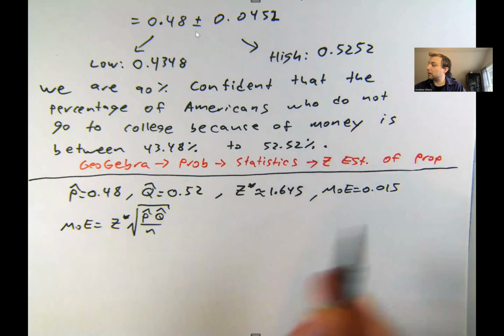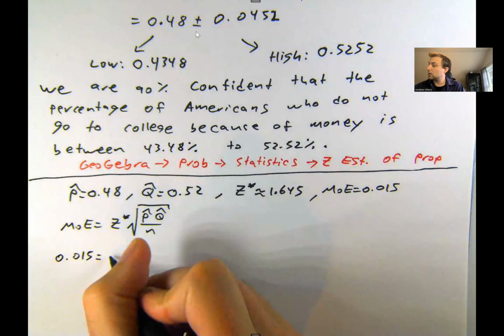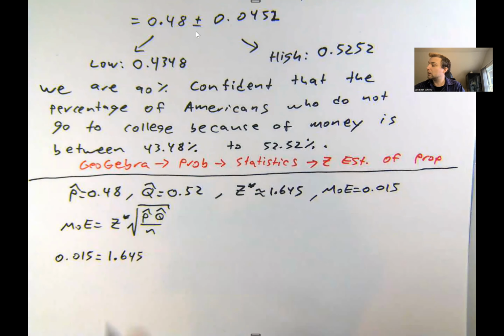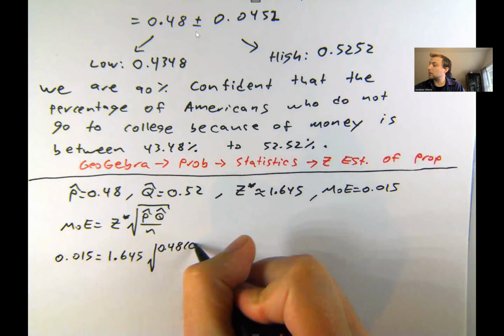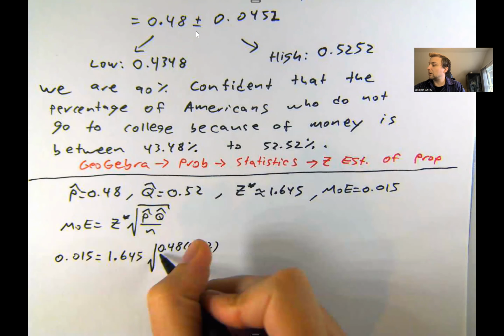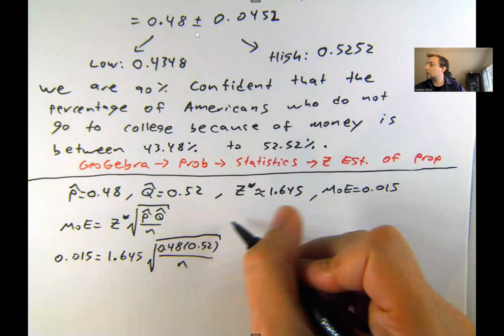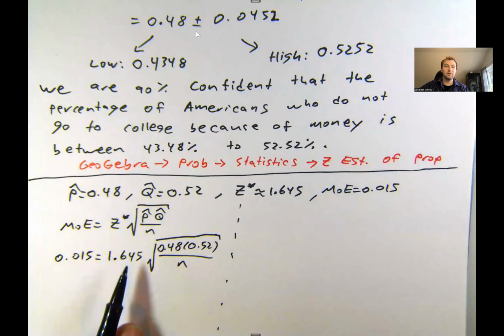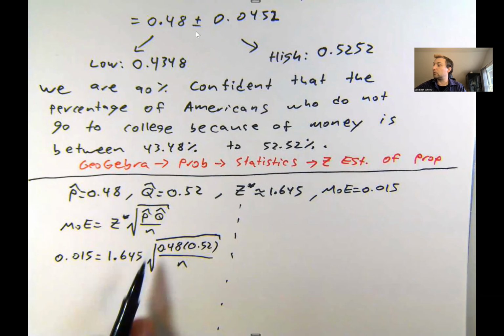Now my margin of error is 0.015. Critical value, or my z star, is 1.645. Square root, my p hat, my q hat. And I'm trying to figure out how many samples I need, n. So I'm going to do some arithmetic here to solve for the n. First thing I'm going to do is divide this over to isolate or get that square root by itself.